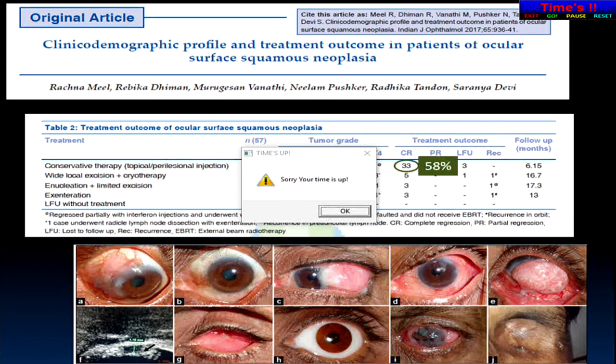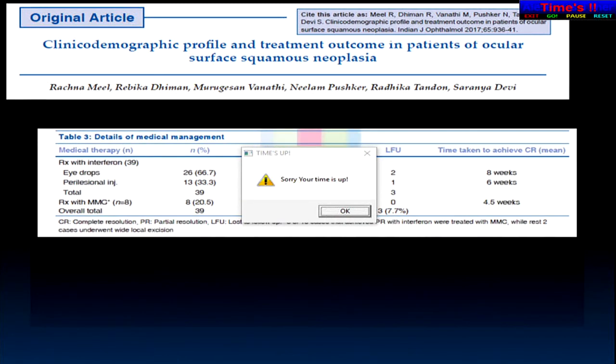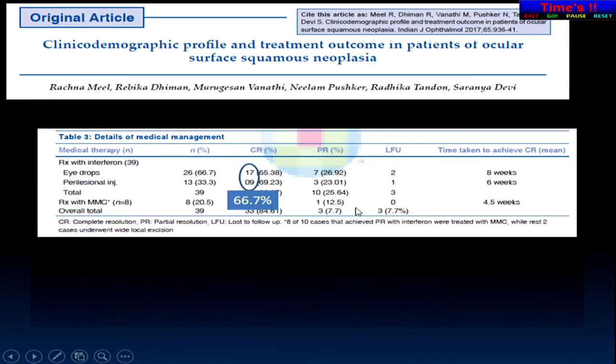We did a study on the cases that we have treated, and we found that almost 66% of our cases treated with conservative treatment had complete regression, and 92% showed some response.